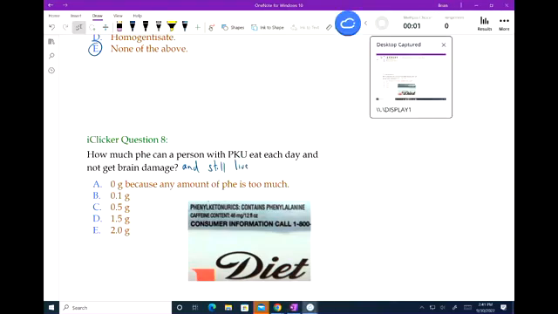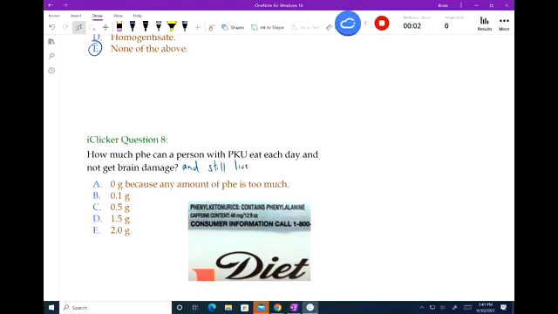So based on all of that, suppose you were a phenylketonuria, someone missing that enzyme. How much phenylalanine could you eat each day and still live and not get brain damage? So think about that one. Talk to your neighbor.